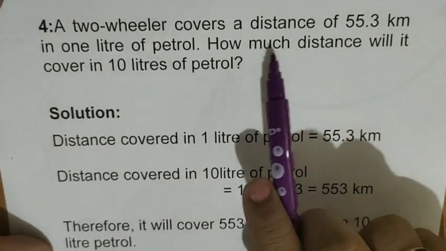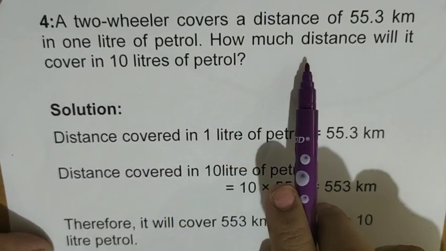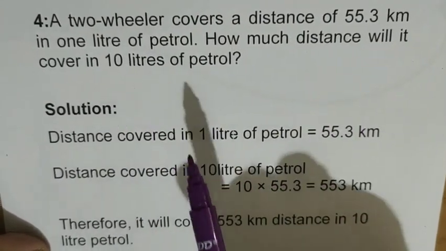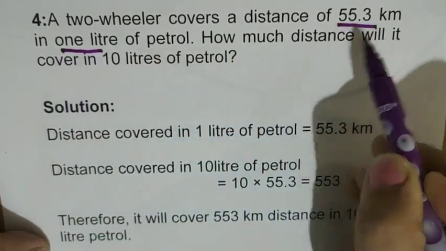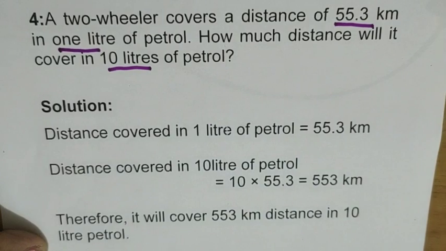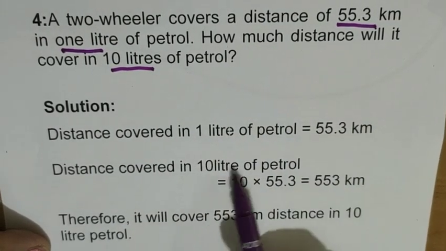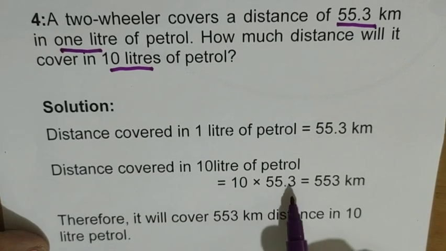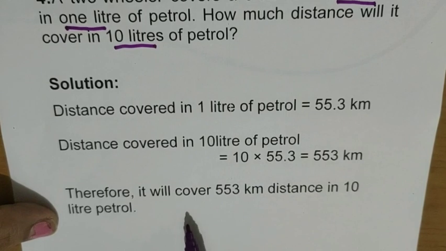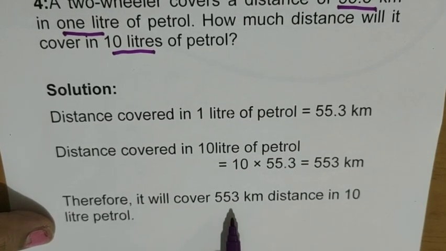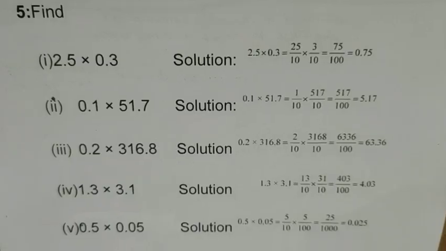A two-wheeler covers a distance of 55.3 km in 1 liter of petrol. How much distance will it cover in 10 liters of petrol? So in 1 liter of petrol, what is the distance? 55.3. And what is asked in the question? 10 liters of petrol. Distance covered in 1 liter is 55.3 km. For 10 liters, it is 10 into 55.3, that means 553 km. So conclude the answer: it will cover 553 km in 10 liters of petrol.